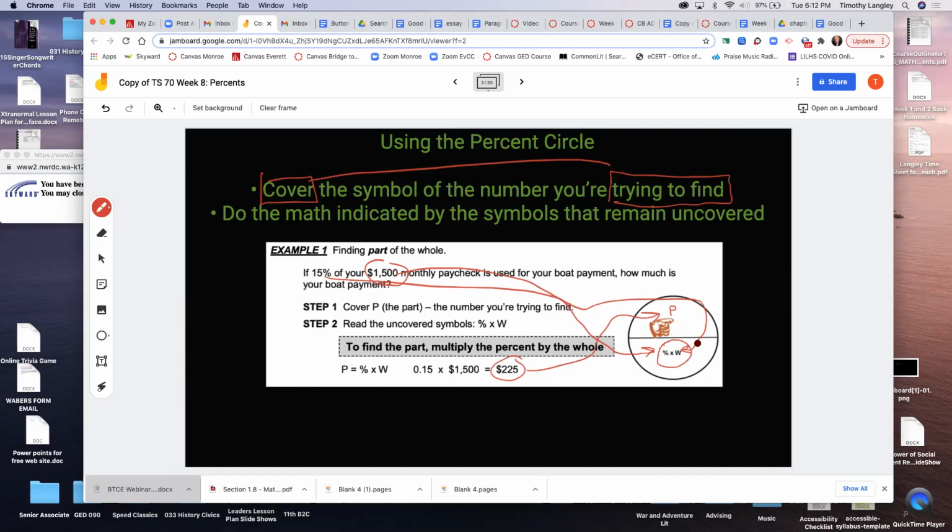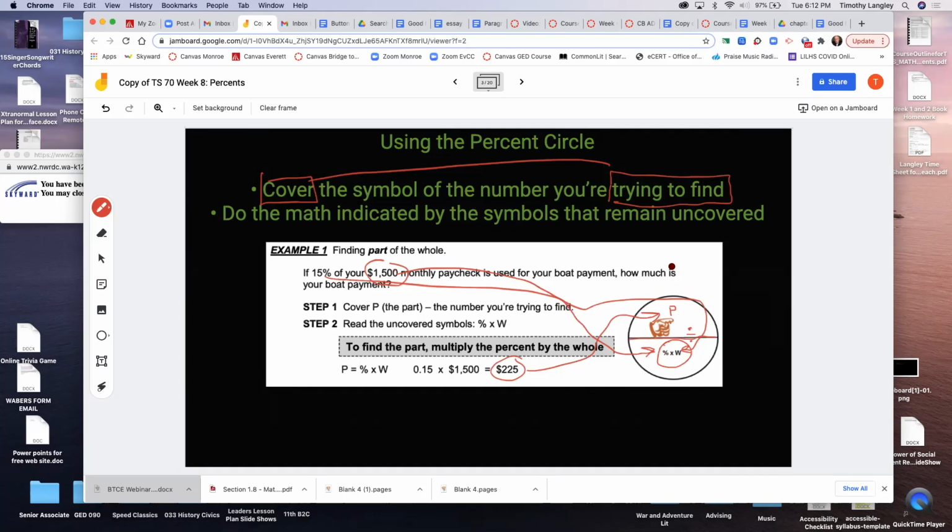Do you see how I'm covering up the percent sign? We're trying to figure out the percent. You've got the part, and this line here that I'm now drawing in means to divide. That's like your division line. So if I cover up the percent, and divide the part by the whole, that's how you figure out what percent of something it is.